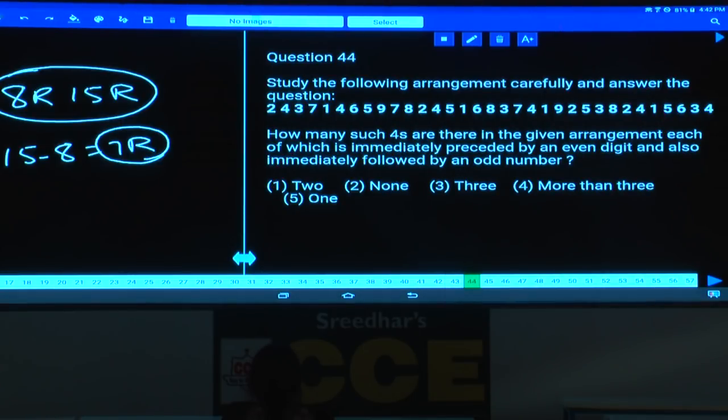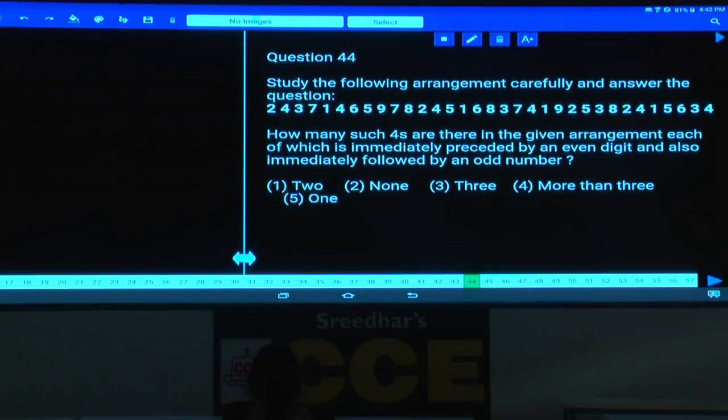Then question number 44. How many such 4s are there? Now the question is about 4. How many such 4s are there, each of which is immediately preceded by an even digit? Preceded by even means before this 4, there must be an even digit and also immediately followed by an odd number, isn't it? Hence, what should be the sequence here? Even, 4 and odd should be the sequence.